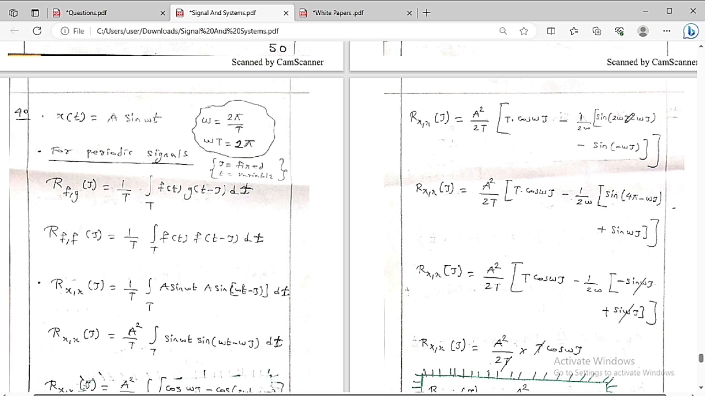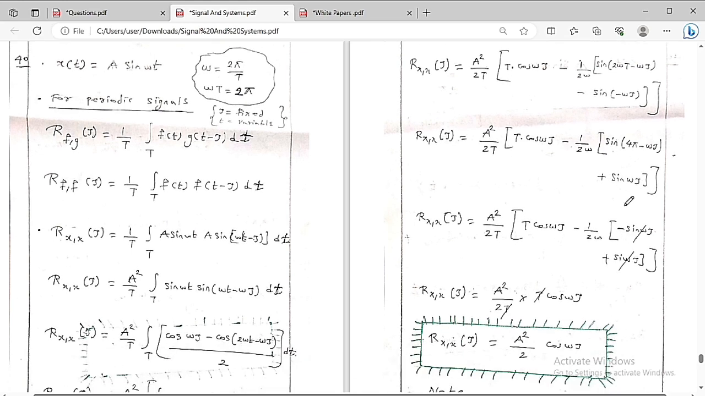As I have already told you, omega T is nothing but 2 pi, so 2 into 2 pi is equal to 4 pi. Sine of 4 pi minus omega tau, minus sine of minus omega tau. Sine of minus theta is equal to minus sine theta. So the minus comes outside, and the minus becomes positive, so plus sine omega tau. You know sine of 4 pi minus theta. What is sine of 4 pi minus theta? It is in the fourth quadrant.